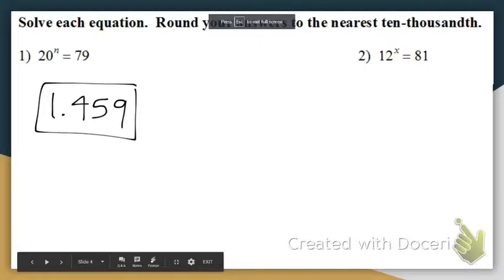Alright, so here's the second example. You see number 2 up here on the board. It says 12 to the power of x equals 81. I'm going to give you about 2 minutes to solve that equation on your own. I'm going to come around and check it on your paper, and I'm going to take a picture of somebody's work and put it up here on the board. If you're still not able to get 1.459 on your calculator from example 1, as I walk around, please just call me over and I will help you figure out how to make your calculator do that.